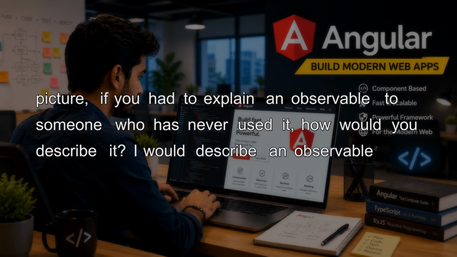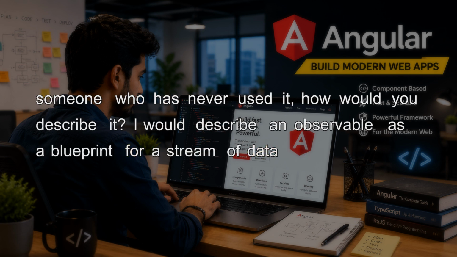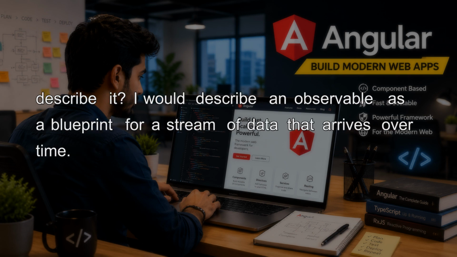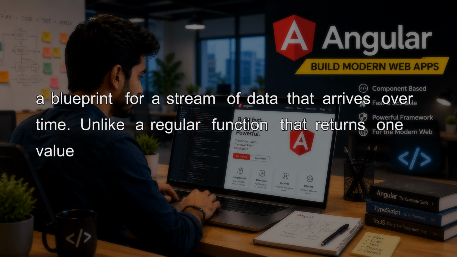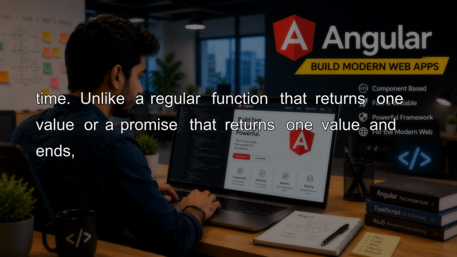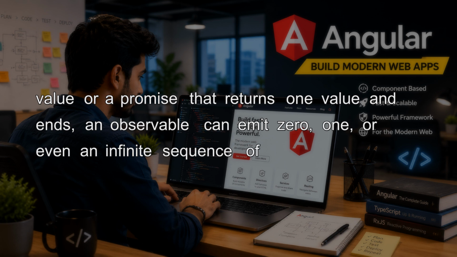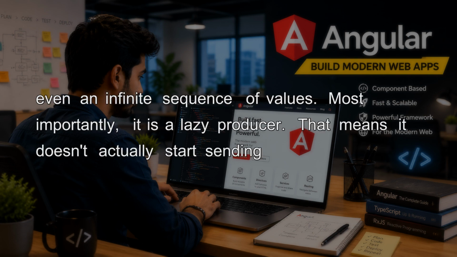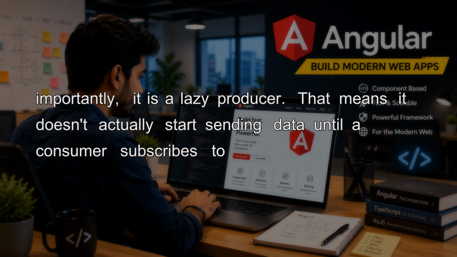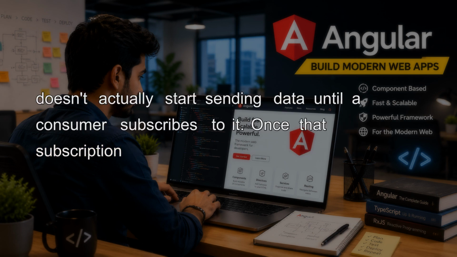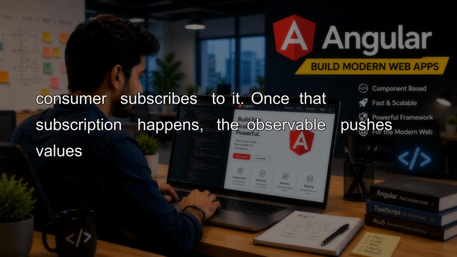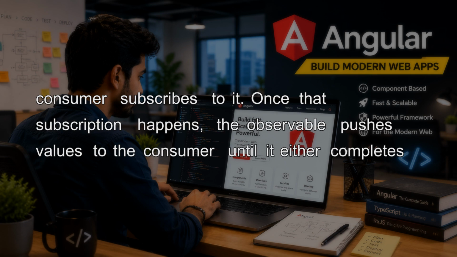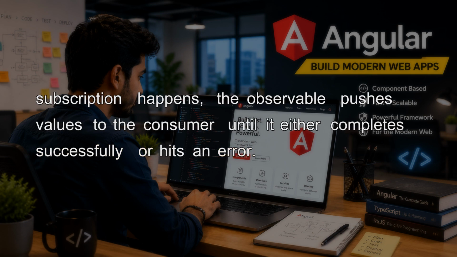I would describe an observable as a blueprint for a stream of data that arrives over time. Unlike a regular function that returns one value, or a promise that returns one value and ends, an observable can emit 0, 1, or even an infinite sequence of values. Most importantly, it is a lazy producer. That means it doesn't actually start sending data until a consumer subscribes to it. Once that subscription happens, the observable pushes values to the consumer until it either completes successfully or hits an error.